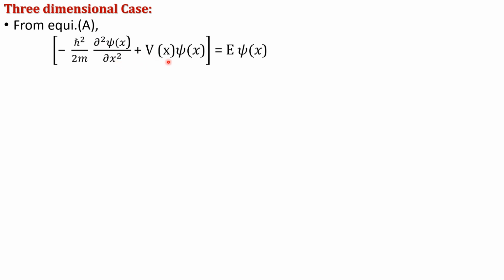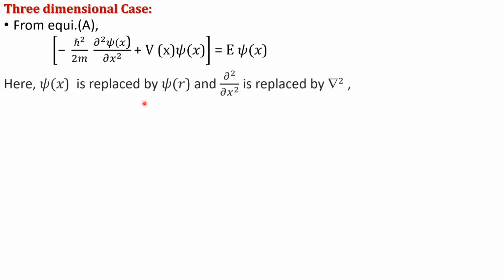Here V of x is in one dimension. If we extend to three dimensions, here we write V of r. This potential depends only on the space coordinates x, y, z, into psi of r. x is replaced by r, equal to E psi of r. Therefore, the first term in that equation, del square by del x square, is replaced by del square, and psi of x is replaced by psi of r.